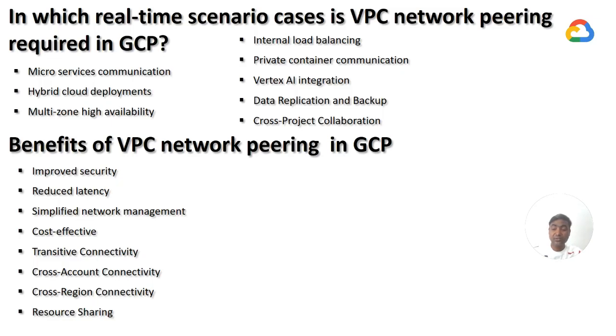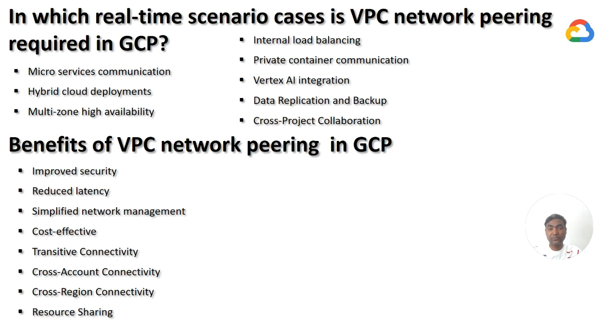Similarly guys, in multi-zone high availability, establish connections between VPC networks in different GCP zones to implement a highly available architecture. A resource in one zone can seamlessly fail over to a resource in another zone using private IP addresses, minimizing downtime and service disruption. Internal load balancing, guys: peering allows VMs in one VPC network to access an internal load balancer deployed in another VPC. This enables centralized load balancing for distributed application deployment across multiple VPCs.